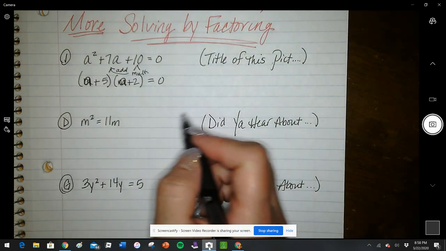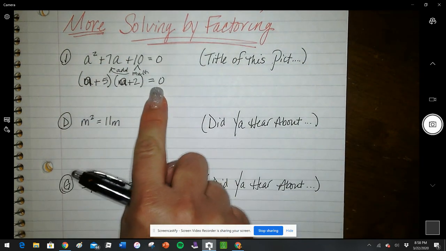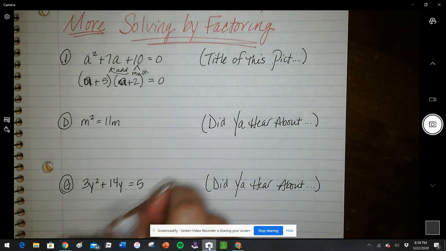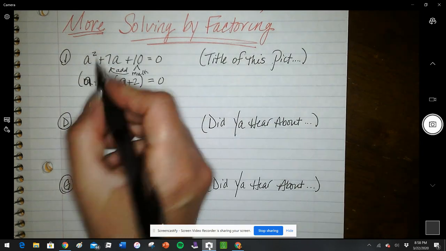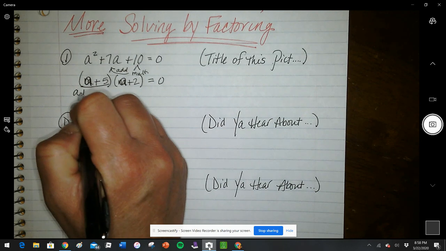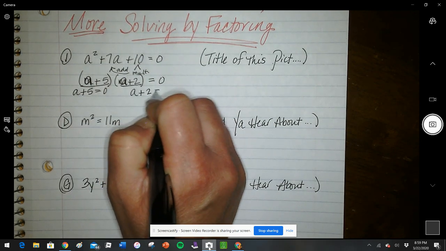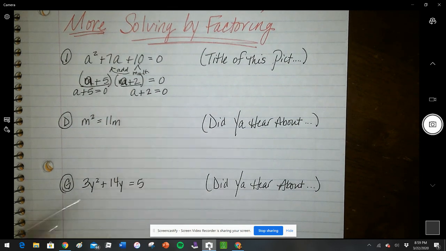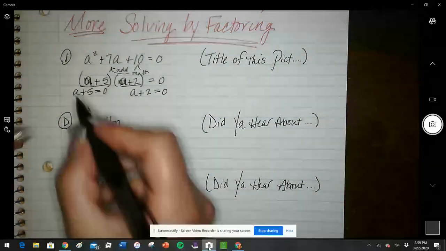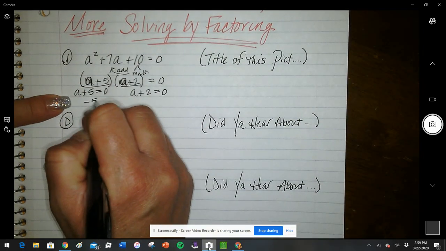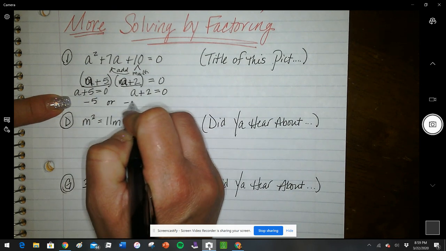All right, and so now that you have it factored, the equal 0 is going to have you do that one extra step, where you say, okay, well, A plus 5 equals 0, or maybe this is the factor that equals 0. And so then your two answers end up becoming -5 and -2.